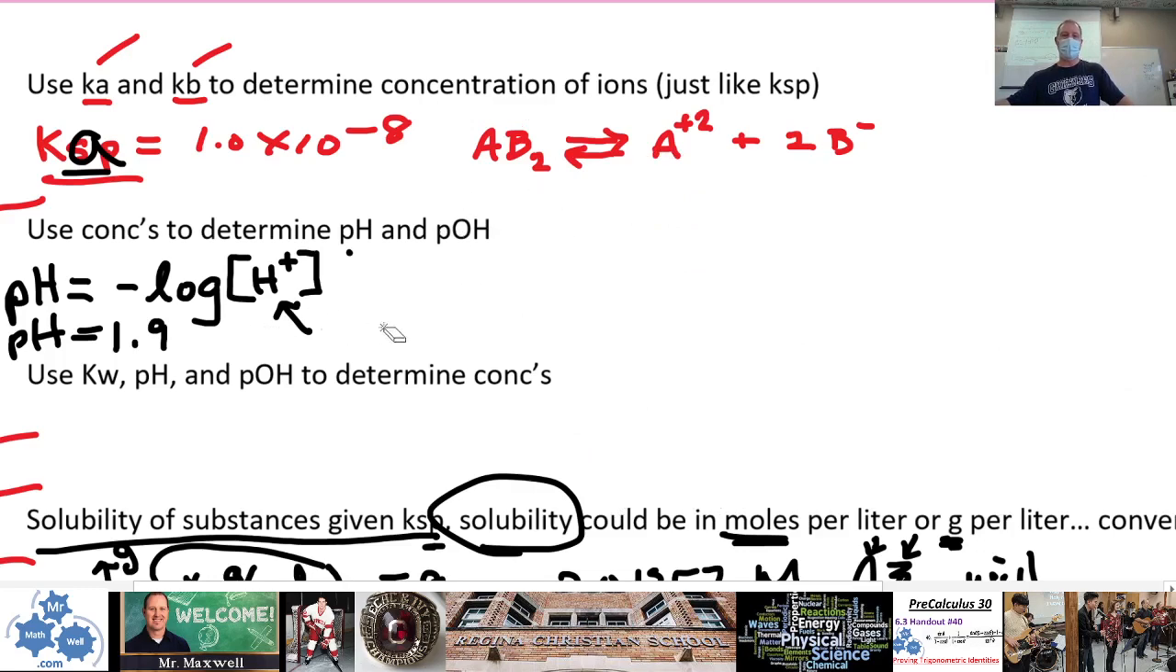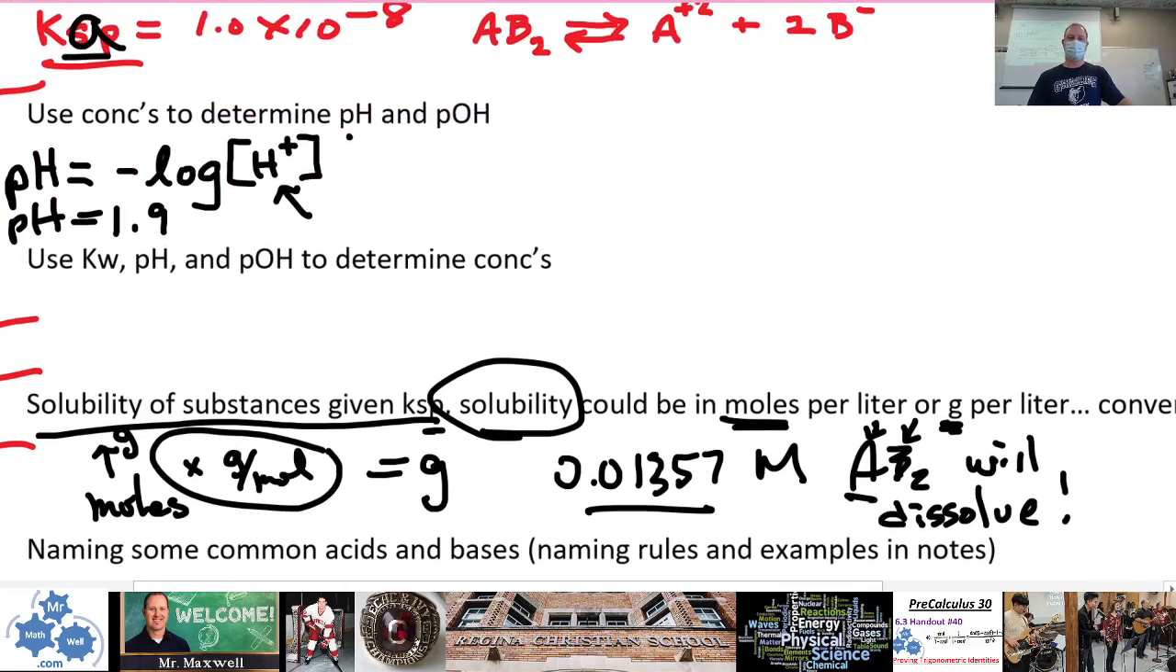So I am going to focus on Kw now, and Kw is sort of where we started before we even got into Ka. But Kw is 1.0 times 10 to the negative what?